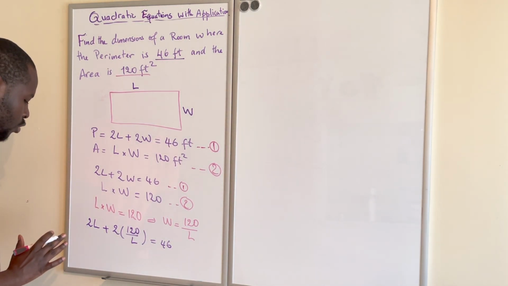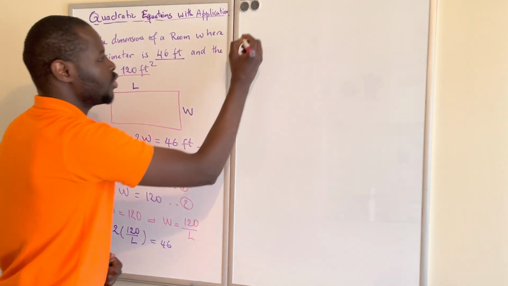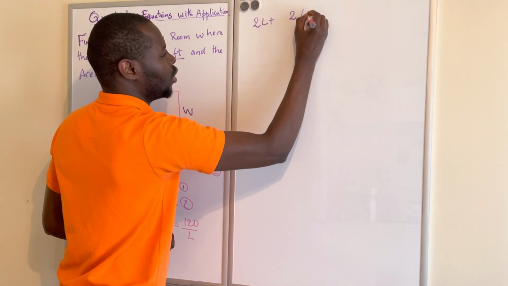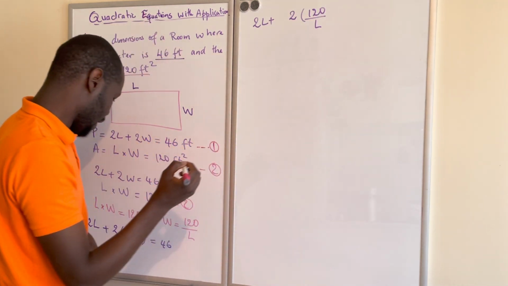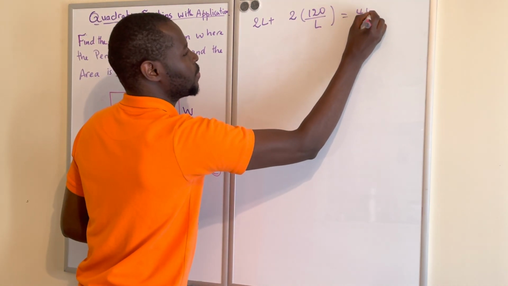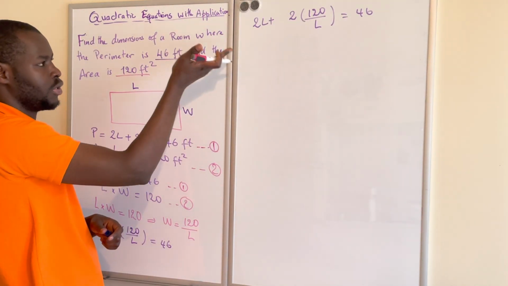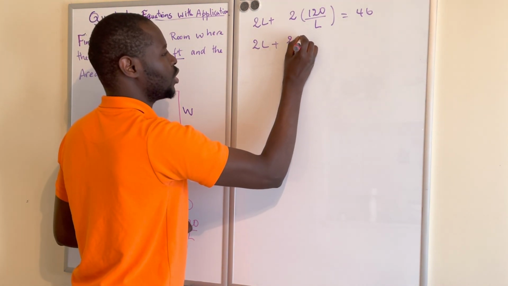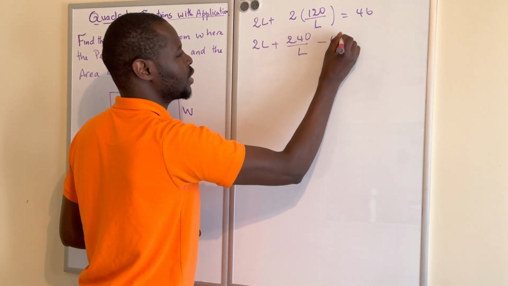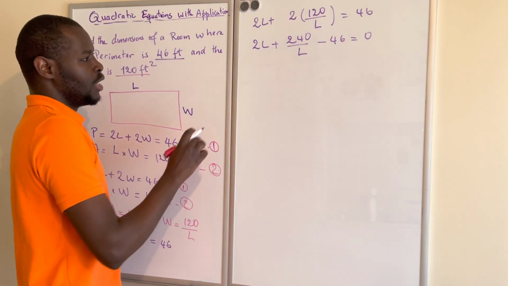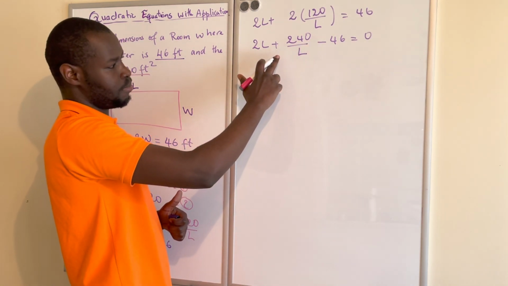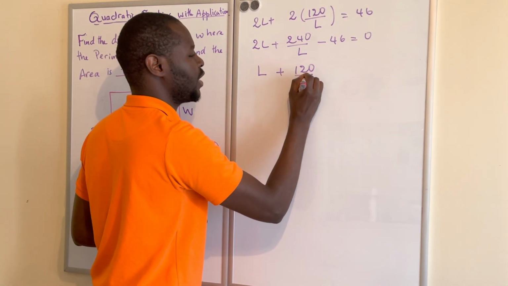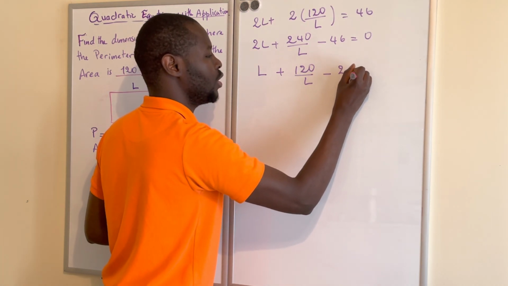Again, it's still not obvious it's a quadratic equation. Let's simplify this further. So I have 2L plus 240 over L equals 46. I will move the 46 to the other side of the equation. That way I have a 0 at the end. So I have 2L plus 240 over L minus 46 equals 0. Now I see that everything is a multiple of 2, so I can simplify this. So I have L plus 120 divided by L minus 23 equals 0.